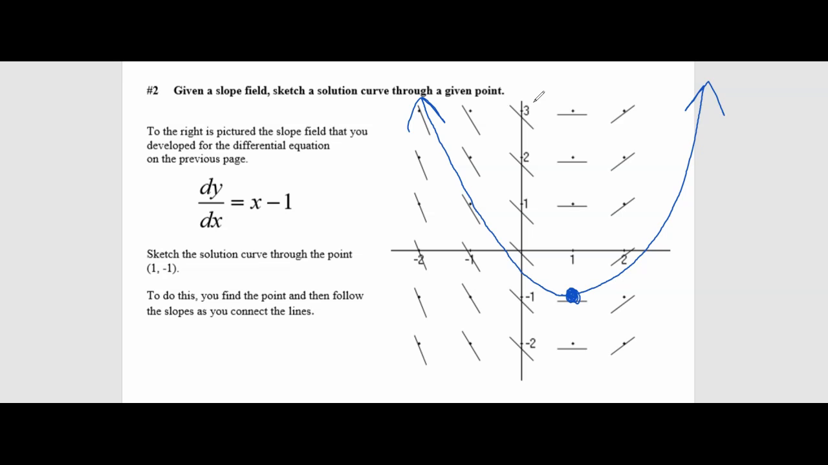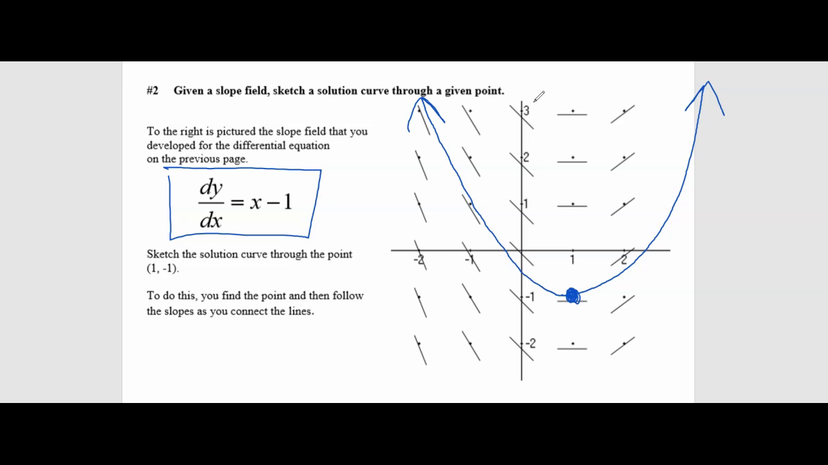So our solution curve here is an upwards opening parabola. And that makes sense, right? Because if the derivative is a linear function, well, if I take the antiderivative of a linear function, that is going to be a quadratic. So our original function here would be a quadratic, which is why we see a parabola.